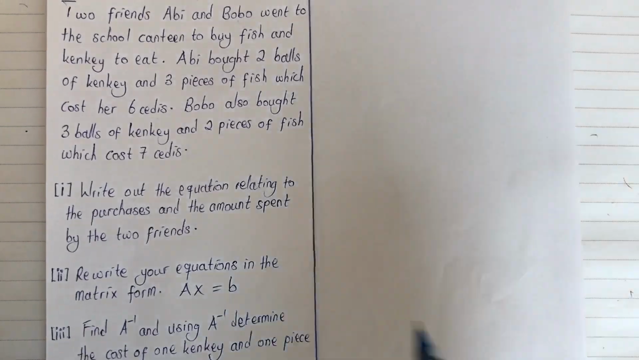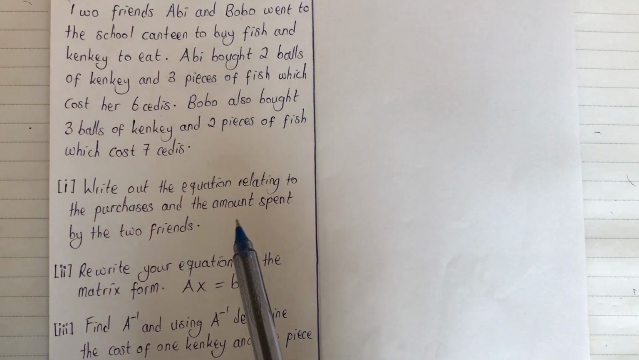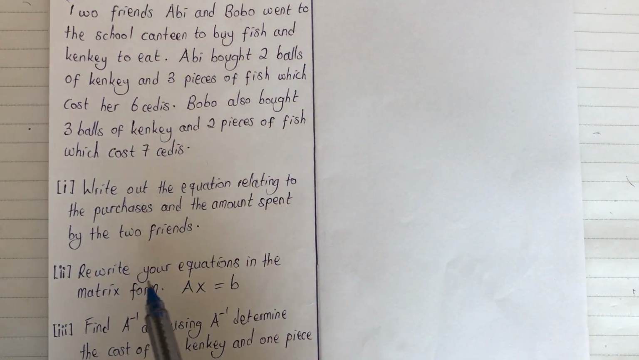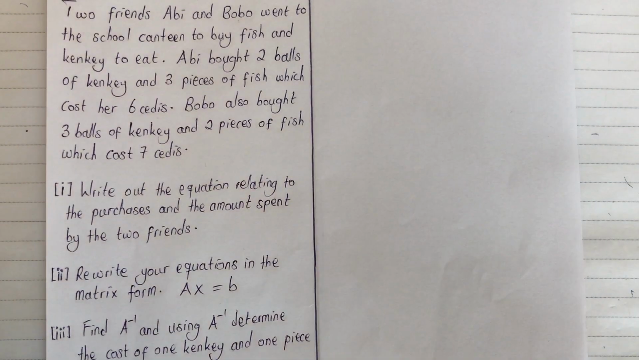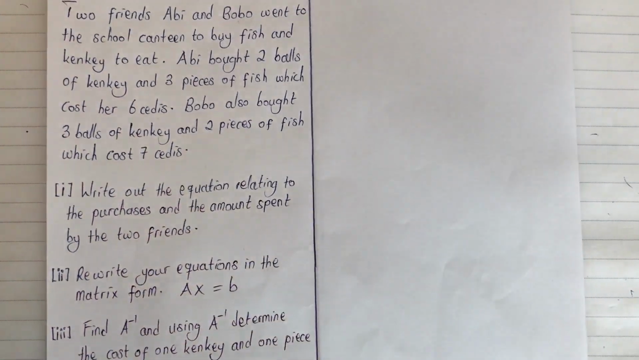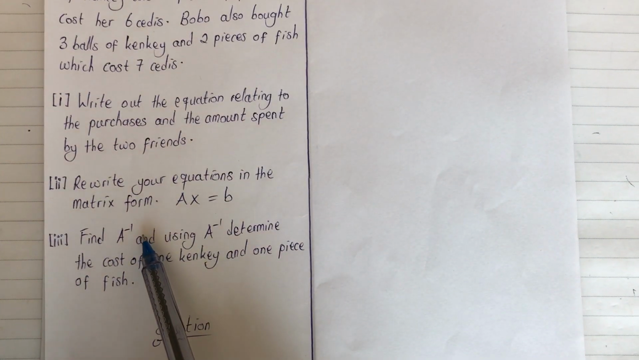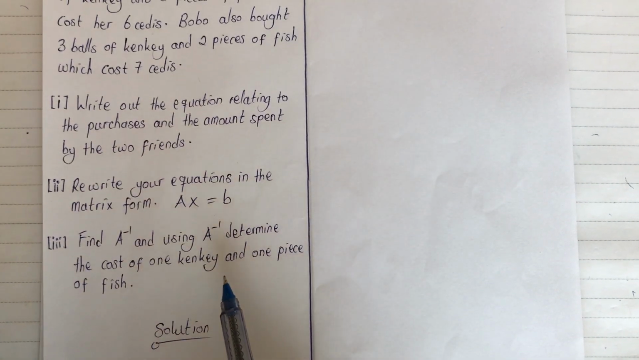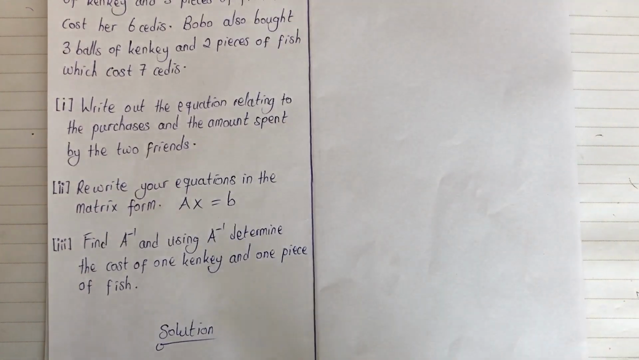Now the first question is, write out the equation relating to the purchases and the amount spent by the 2 friends. Then we have rewrite your equation in the matrix form AX equals B. And finally, the last question says, find A inverse, and using the inverse, determine the cost of 1 kenkey and 1 piece of fish. So this is the question that was given to us.